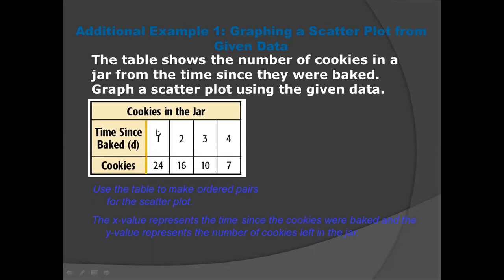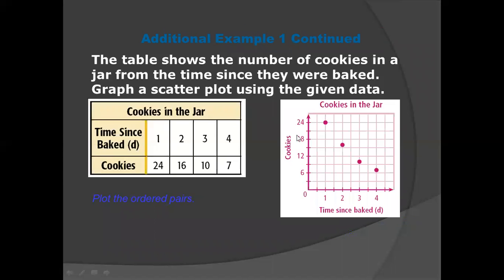from given data. The table shows the number of cookies in a jar from the time since they were picked. Graph a scatter plot using the given data. Time since picked: 1 day, 2 days, 3 days, 4 days. Cookies: 24, 16, 10, and 7. Use the table to make ordered pairs for the scatter plot. The X value represents the time since the cookies were baked, and the Y value represents the number of cookies left in the jar.